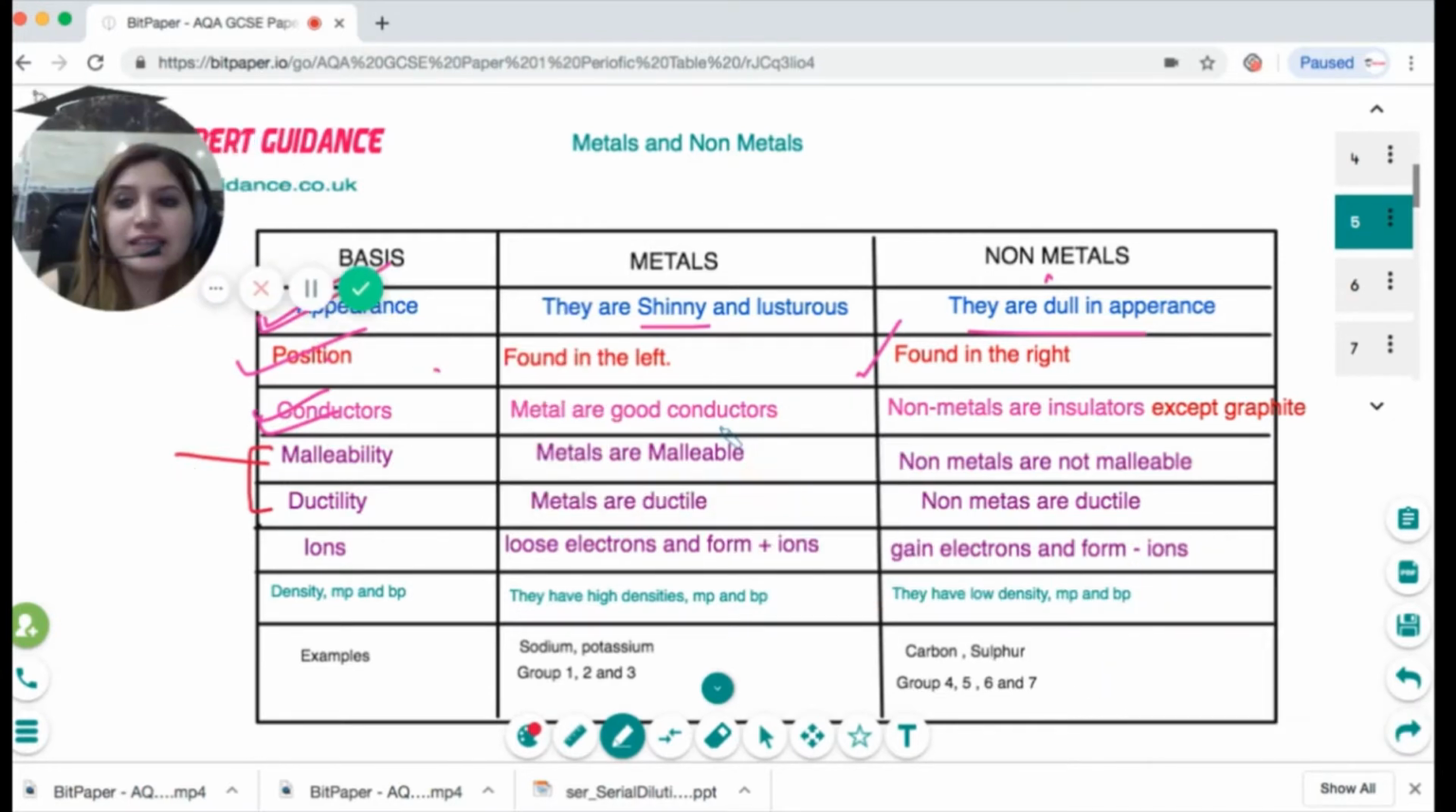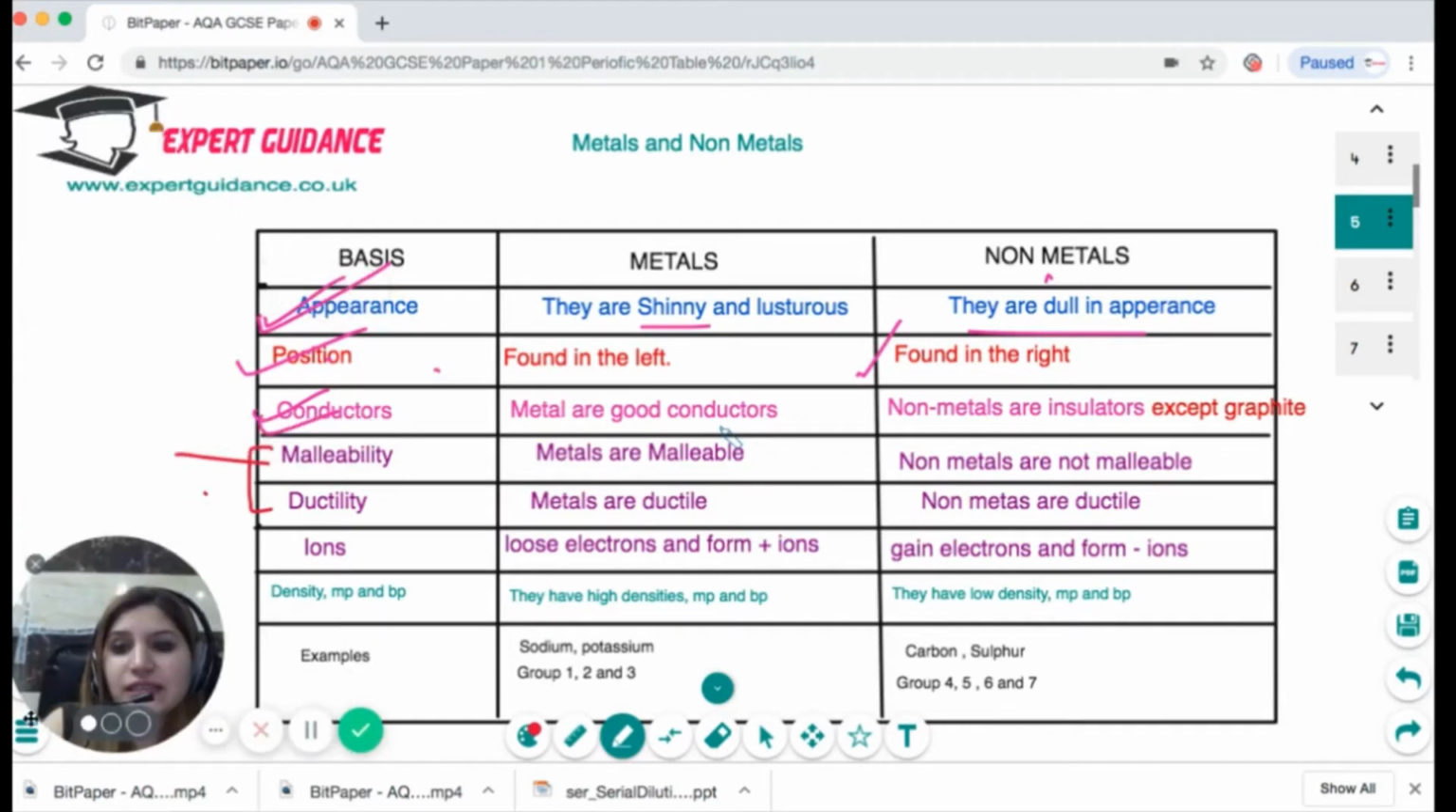Now, the density of the metals is very high, and they also have high melting and boiling points, whereas non-metals have low density and low melting and boiling points. Now, examples of metals are sodium, potassium, that is group 1, 2, and 3 elements, and non-metals are carbon, sulfur. So groups 4, 5, 6, 7 are all non-metals.